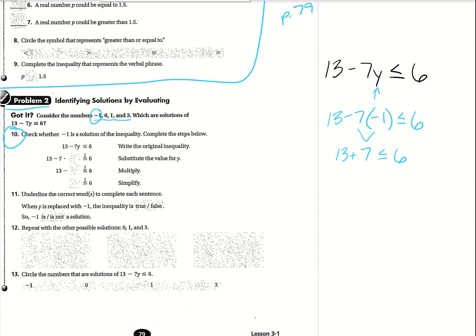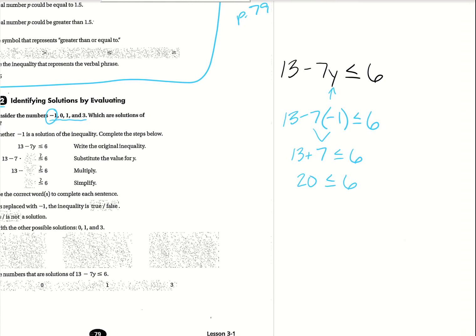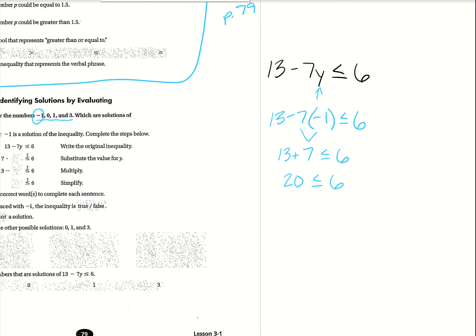All right, now we combine like terms here. 13 plus 7 equals 20. 20 is less than or equal to 6. Now, you may notice that 20 is not actually less than or equal to 6.